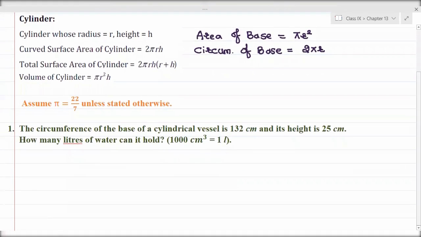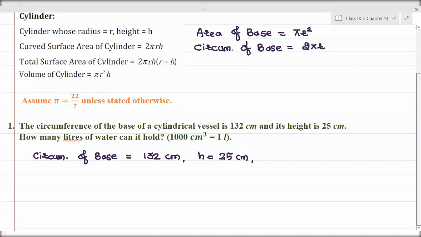Now look at the first question. The circumference of the base of a cylindrical vessel is 132 centimeter. So we are given that the circumference of base is equal to 132 centimeter. That is one thing given to us. The second thing given here is the height, which is 25 centimeter. Now they are asking how many liters of water, meaning the quantity of water, it can hold.